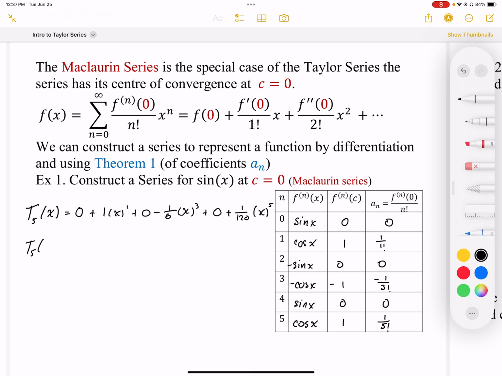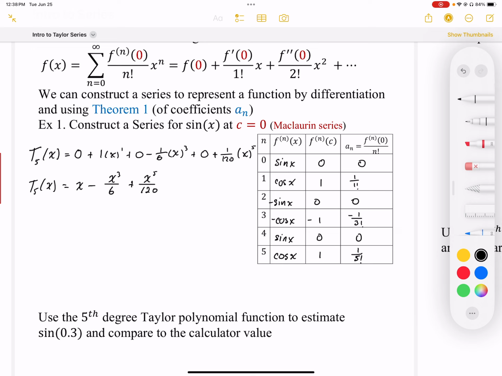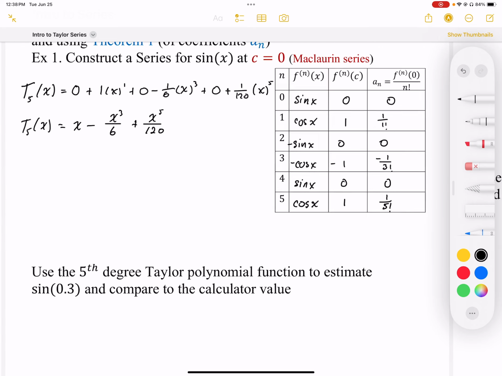So simplifying this, I'm going to get our fifth degree Taylor polynomial is going to be x minus x cubed over 6 plus x to the power 5 over 120. So this represents our fifth degree Taylor polynomial. So we can use this Taylor polynomial then to estimate values of sine. And we're going to use this Taylor polynomial to estimate the value of sine of 0.3.